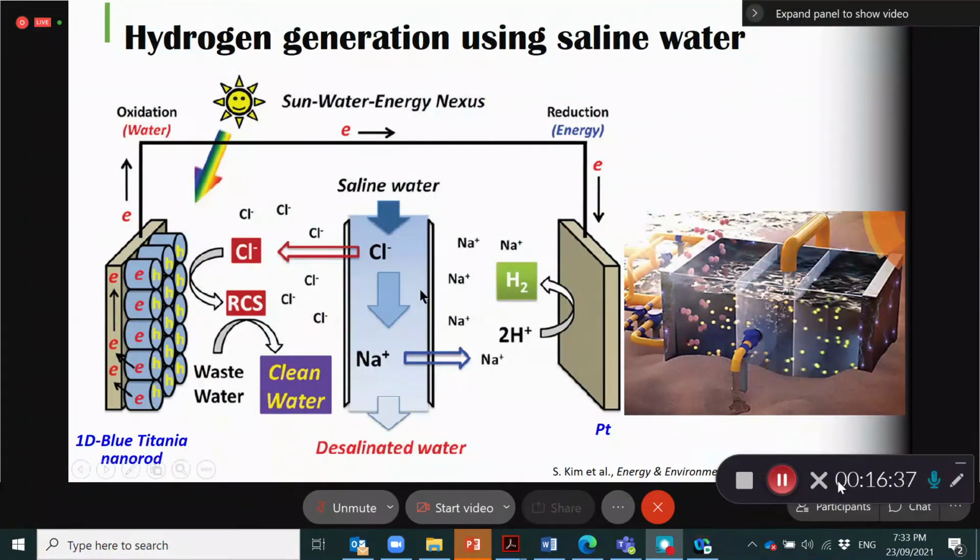system. It consists of 3 compartments. The middle chamber is the source of the saline water. When you illuminate it with sunlight, the photosemiconductor starts providing electrons. So that cathode drives the transport of sodium. Finally, this can increase the conductivity, so more hydrogen can be produced.